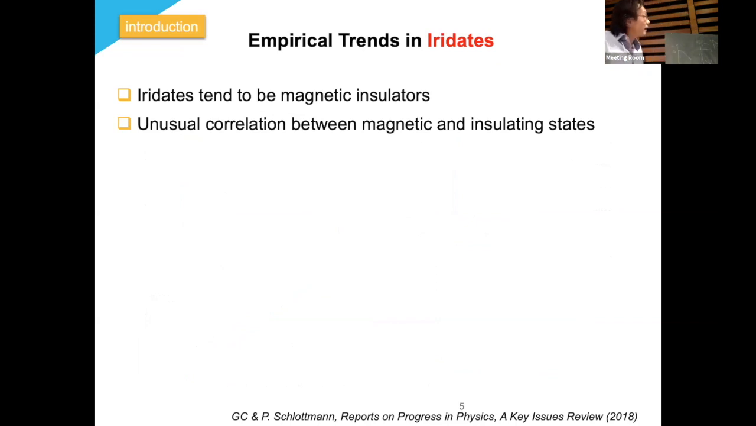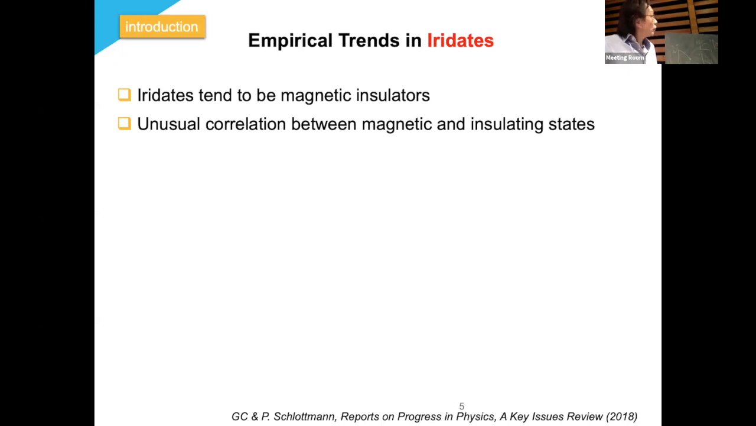For iridates, we have a few things to say. Again, these are empirical trends or observations in these materials. Iridates tend to be magnetic insulators, and this was actually very puzzling when we started this study in the mid-90s, because as we said earlier, iridates have 5D electrons and should have extended orbitals. So we should expect the system to be less correlated, less insulating, less magnetic, and more metallic.